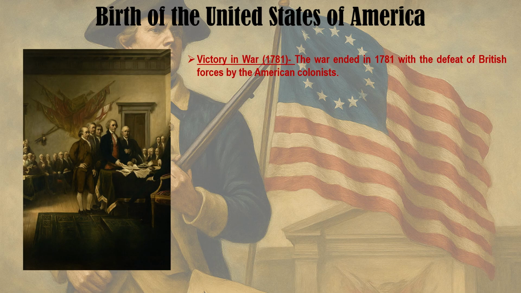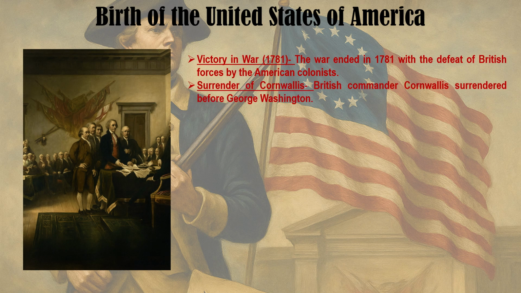Victory in war. The war ended in 1781 with the defeat of the British forces by American colonists. In 1781, the colonies won against the British Empire. The British commander Cornwallis surrendered before George Washington. So the head of British army surrendered in front of the head of American army, which is George Washington. The Treaty of Paris was signed in 1783.